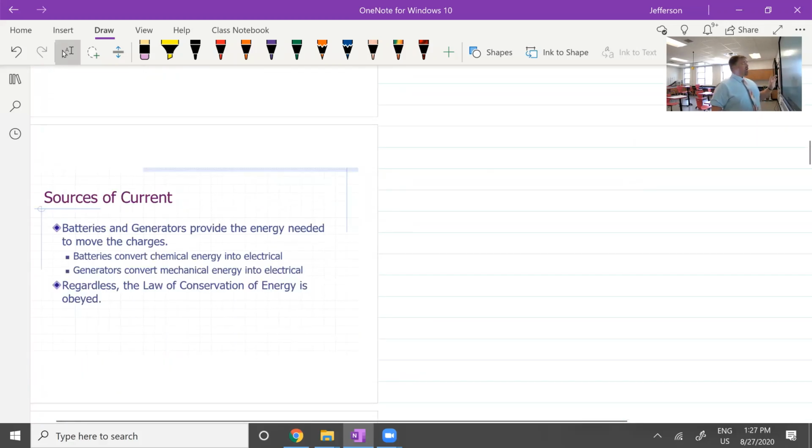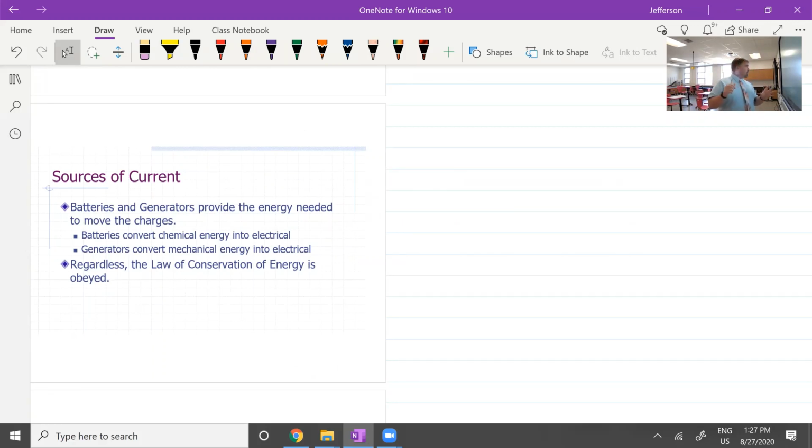Now, there are sources of current, and I want to talk about this really, really briefly. Batteries and generators, and this is huge, and I am going to highlight this. They provide the energy needed to move the charges. A lot of people think that batteries or generators provide the charges so that they can move. The charges are already there. The charges are in the conductor. The charges are already on our plates. It's just that batteries and generators provide them the energy to move, the impetus to actually go from that high potential to the low potential down.